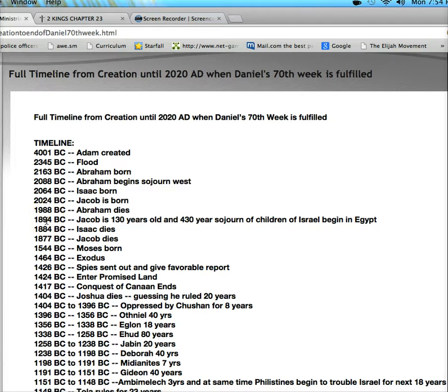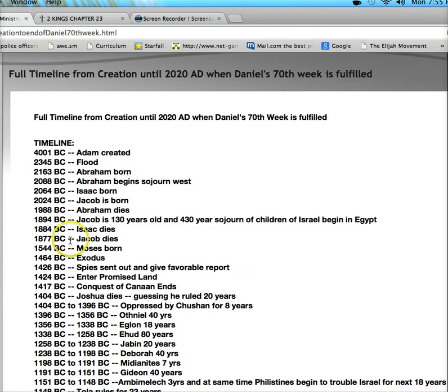And as you can see in this timeline, the Exodus is 1464. So from 1894 to 1464, there's exactly 430 years. So this timeline maintains that scripture. Then Isaac dies just right here, and then Jacob dies just shortly after Isaac. Isaac, out of all the three patriarchs, lives the longest, which I thought is interesting. And Jacob lives the shortest.